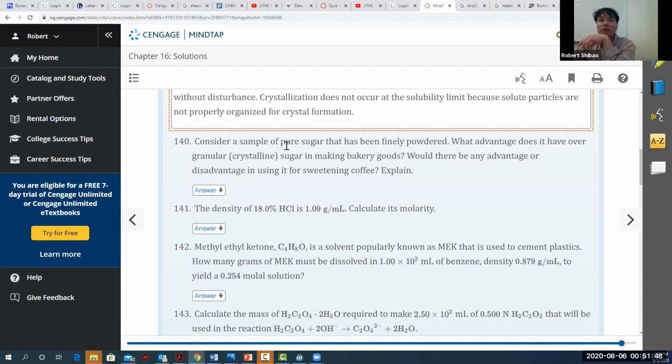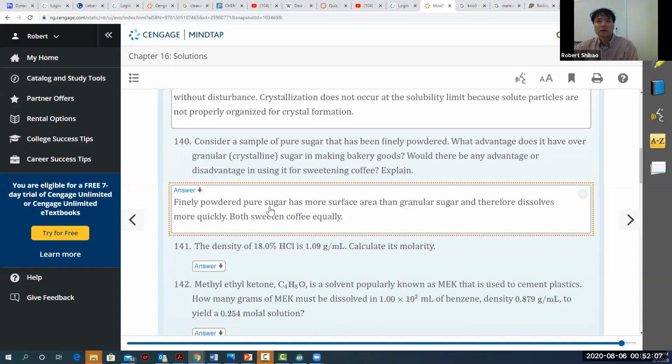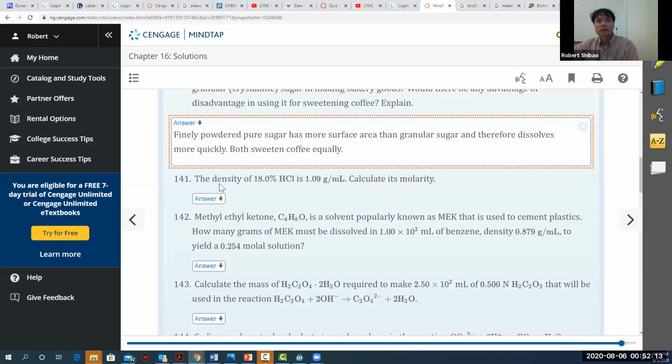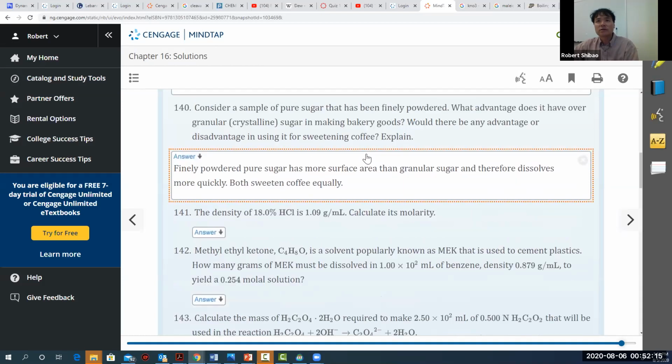Well, we can buy both, pure sugar powdered or pure sugar granular. Granular is big crystals, powdered is tiny crystals. Much more surface area in powdered, so powdered reacts a lot faster. For sweetening coffee, powdered sugars will dissolve a lot faster. More surface area dissolves more quickly. The density, it also reacts much quicker.